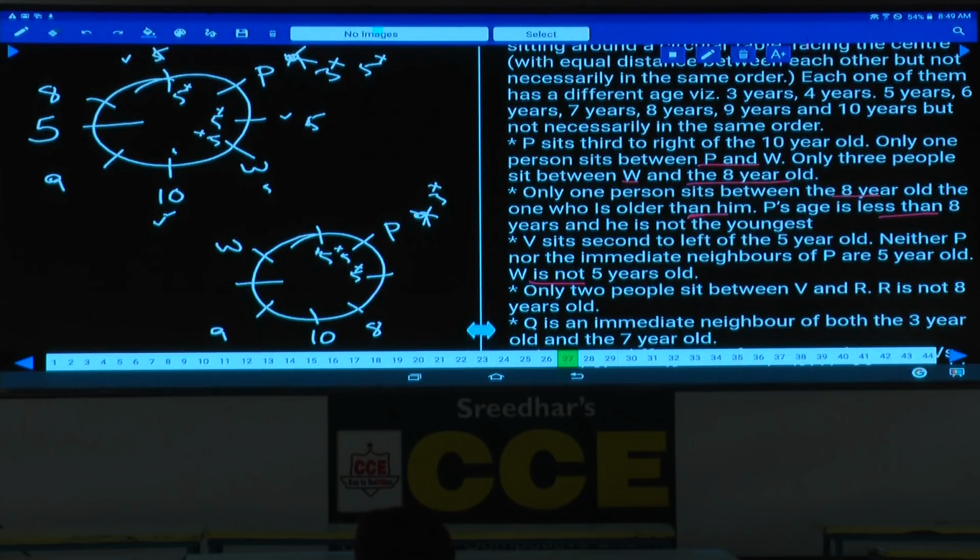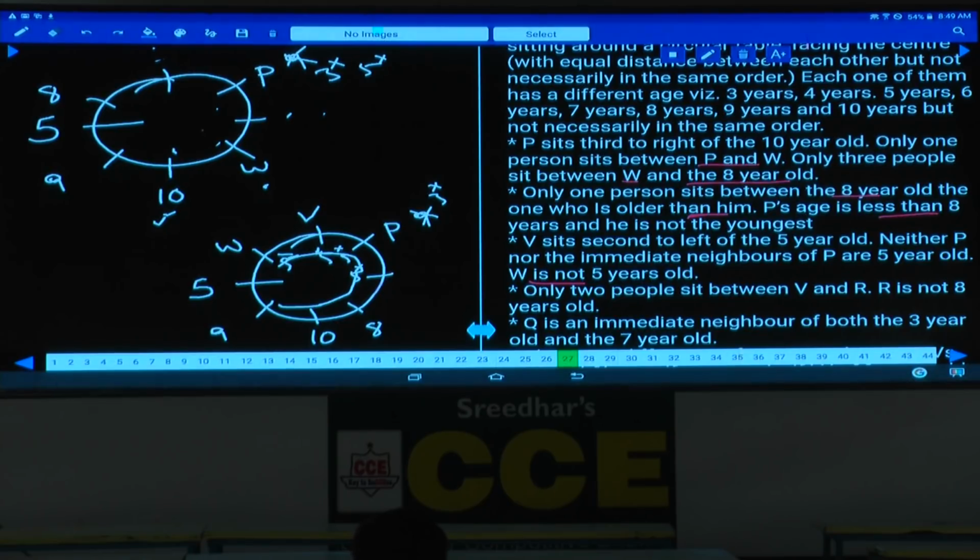Now again in this one, P, W and this 5-year-old cannot be in any one of these 4 places, and cannot be in these 3 places as well. Hence this 5-year-old must be here. If 5-year-old is here, then V will be here. Done with these cases? Now we have done with this 5-year-old and P as well.